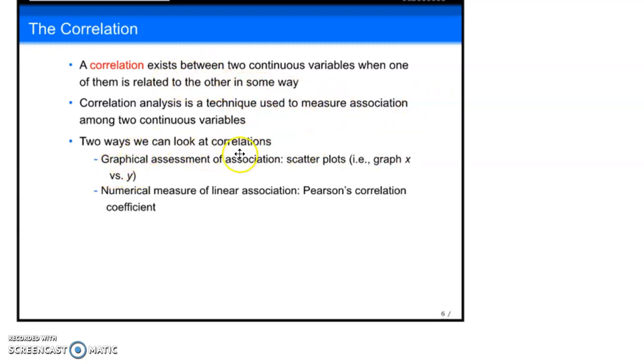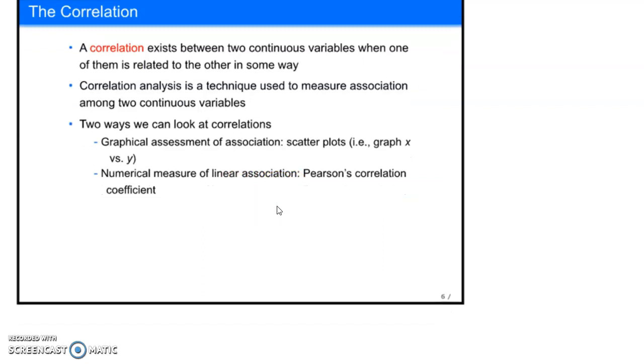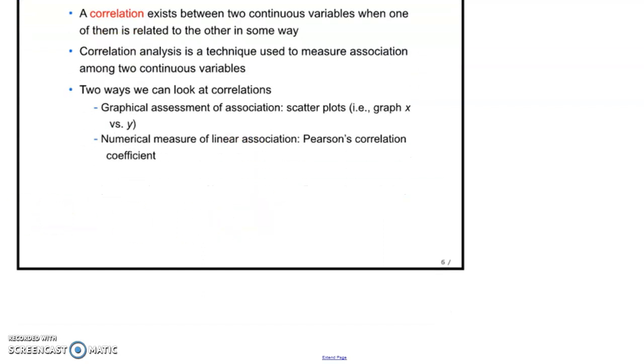We usually look at correlations using graphical assessments. In other words, we graph the scatter plot and we try to figure out whether it looks like a line or not. We can also use a numerical measure of linear association. That answers the question how we can determine whether two variables are correlated. We're going to be looking at that at the end of the slideshow.